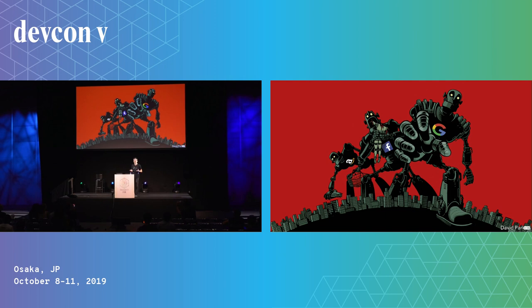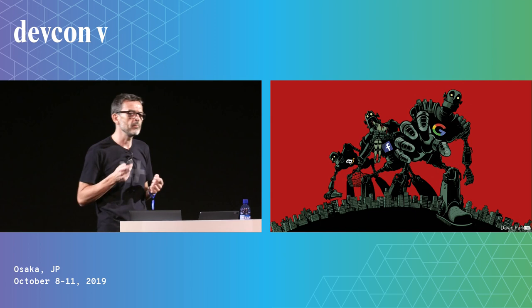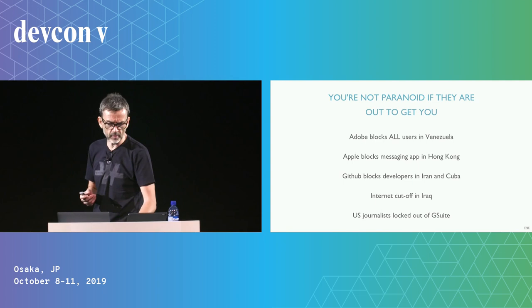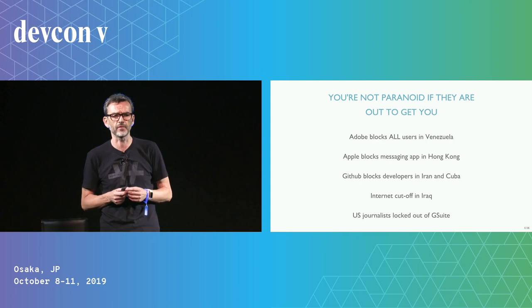But there's an elephant in the room. Despite our passion for decentralization, most of us are still using applications like Google Docs and G Suite and other kinds of centralized applications to manage our projects. And in case you're feeling complacent, we put this slide together this morning from certain things that have been happening over the last couple of weeks, including Adobe banning users in Venezuela.